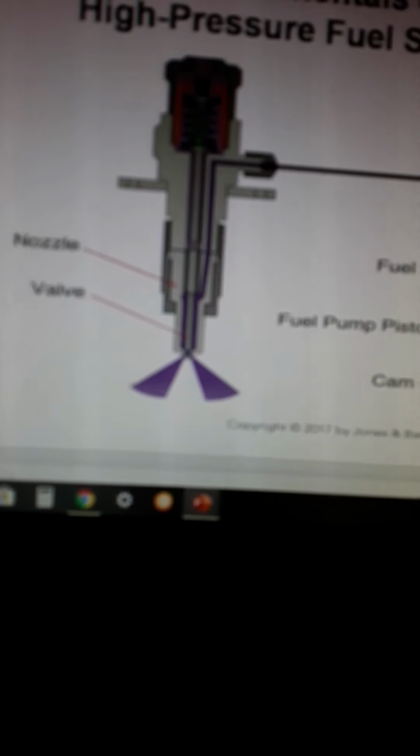Okay, so this is kind of a demonstration of how the fuel works. We've got a fuel inlet, a plunger that's going to generate our high pressure, and a line coming off going to the injector. When the pressure gets high enough, it collapses this spring, opens this nozzle valve, and sprays fuel into the cylinder.